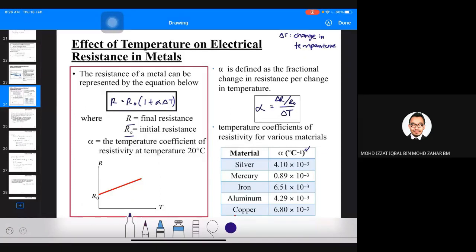I can write this one. Okay, maybe I can write it over here. This one I can rearrange to become R equals R naught plus R naught alpha delta T. So most of the time you might have to use this formula instead, normally when the question asks you to find the change in resistance.